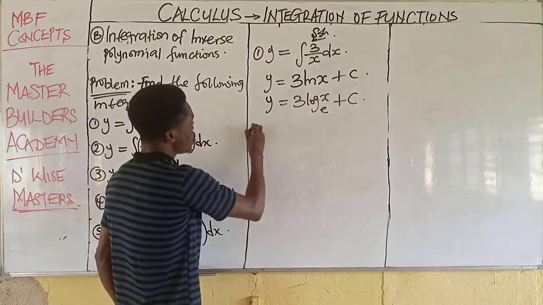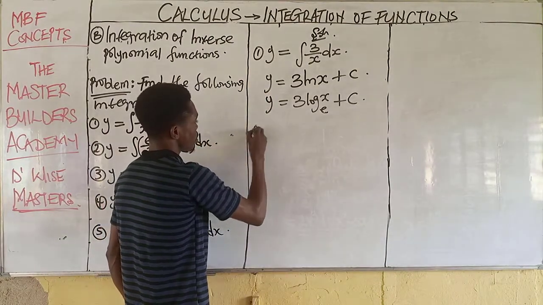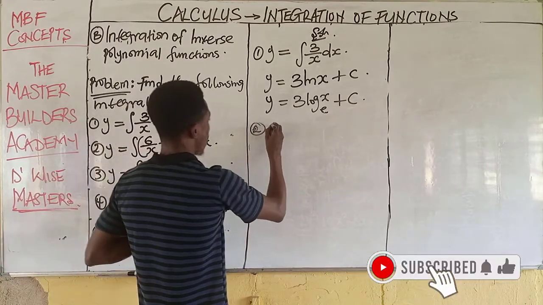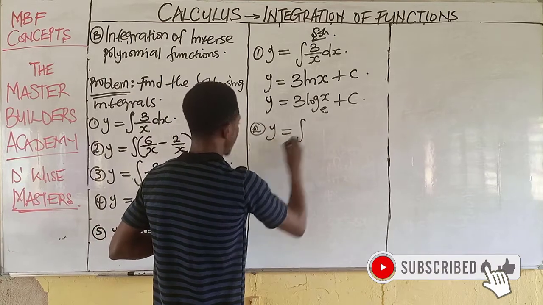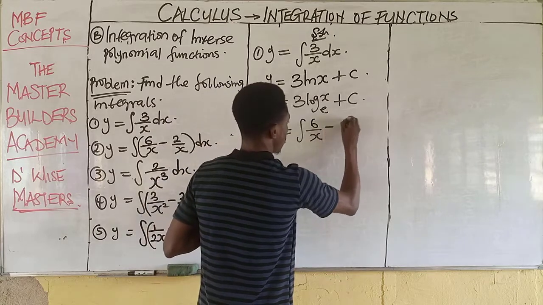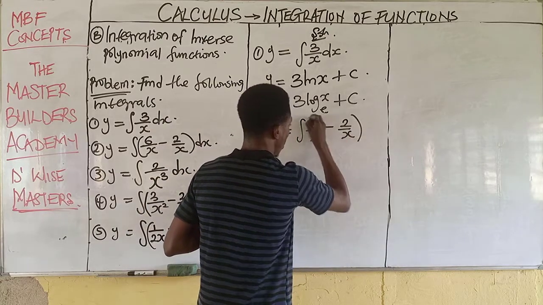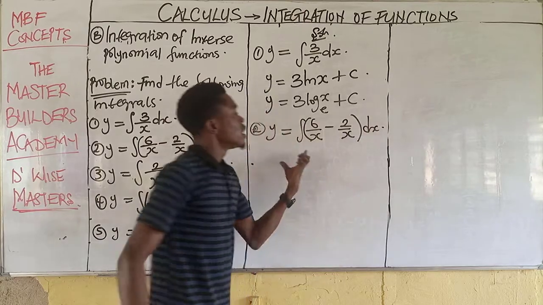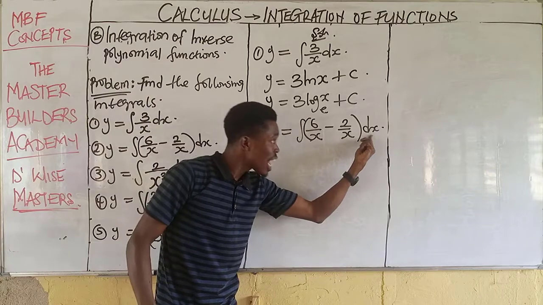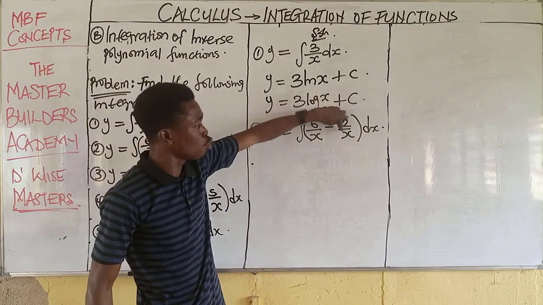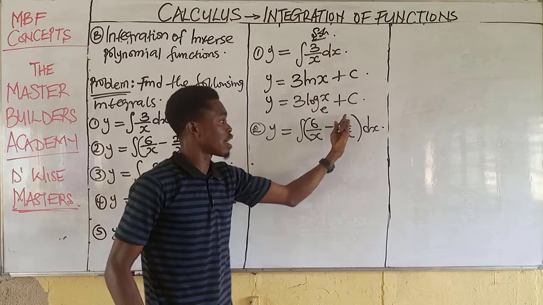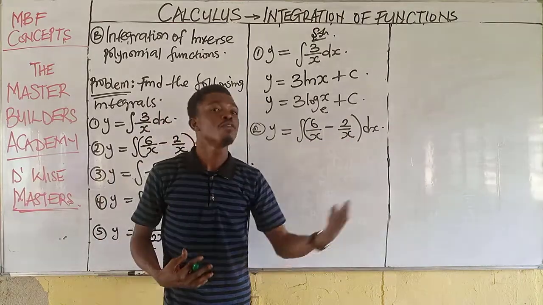Now, let's look at question number 2. We have y is equal to the integral of 6 over x minus 2 over x, all dx. Now, with what we have here, we are integrating 6 over x with respect to x, and equally we are integrating minus 2 over x with respect to x. We find that this is a fraction and this is another fraction, so we are subtracting one fraction from the other.